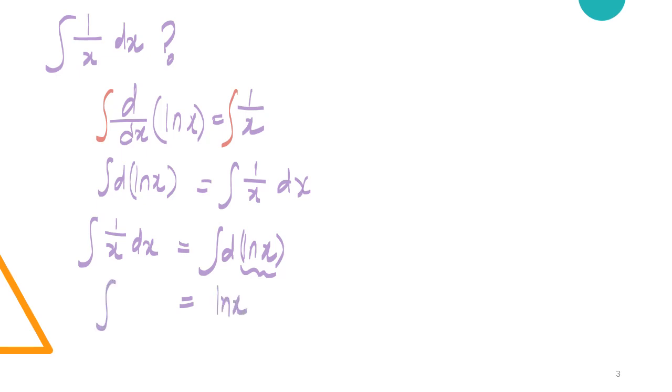Of course, this is an indefinite integral, so we need to add an arbitrary constant c. So when you integrate 1 over x dx, the answer you get is ln x plus c. So how about when you want to integrate 1 over ax plus b, let's say? What would the answer be?